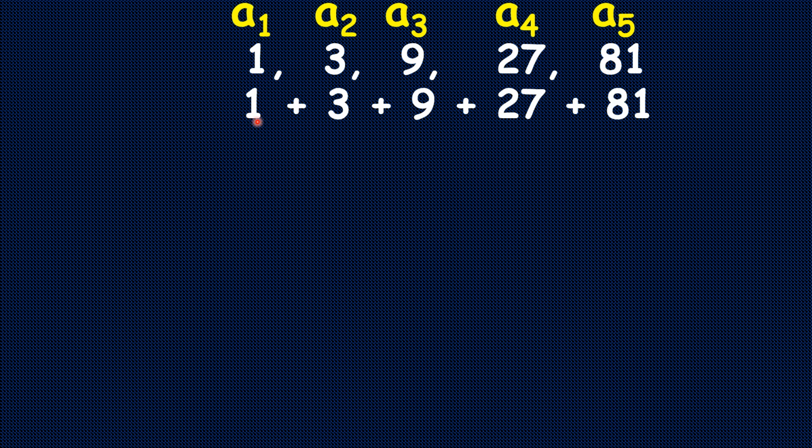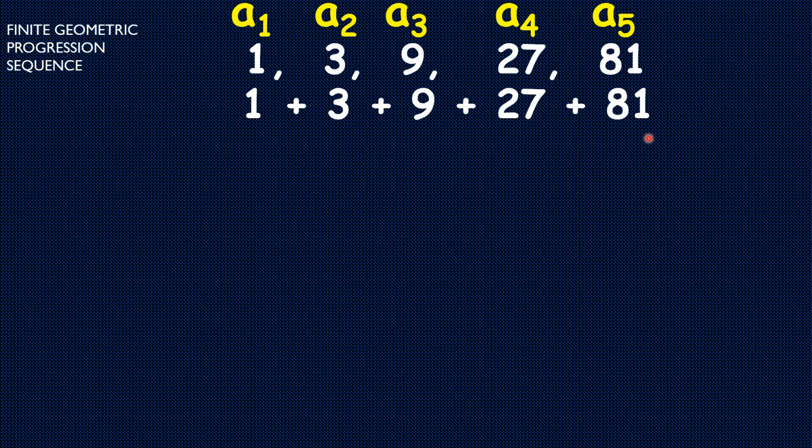You have 1 plus 3 plus 9 plus 27 plus 81. 5 terms, which we know for a fact. They have a common ratio, and it is a geometric progression. So in this particular case, it is a series and not a sequence. So it is a finite geometric progression series.